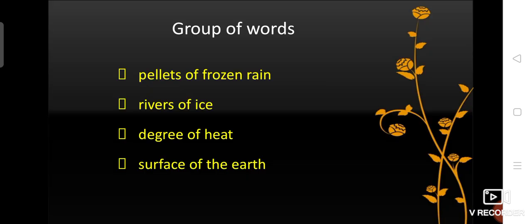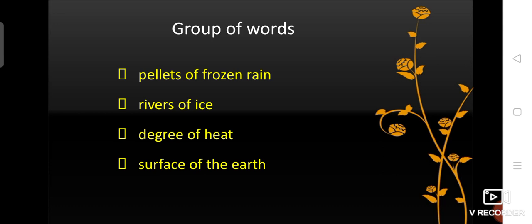First one is pellets of frozen rain. Pellets means a small solid form. For example, pellets, like it will be like camphor. It is not exactly the same, I am saying the shape and size. Pellets of frozen rain. Frozen rain means what? That is nothing but the pellets of frozen rains here represents hailstones, that is Alangatti Malai.